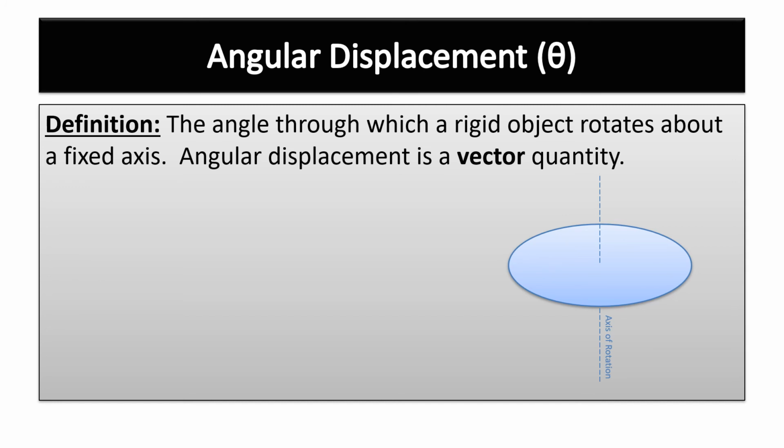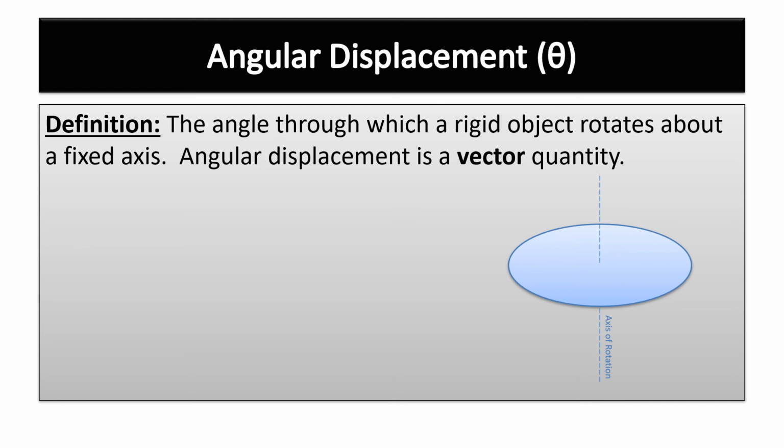So let's redefine what displacement is in terms of this rotation idea. So angular displacement, and instead of a d, we're going to use the Greek letter theta, which should make sense because we're talking about an angle, and we always use theta for the angle. The definition of angular displacement is the angle through which a rigid object rotates about a fixed axis. Angular displacement is a vector quantity. What does vector mean? It means it has a magnitude and a direction, a size and a direction.